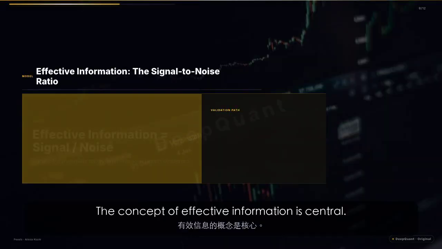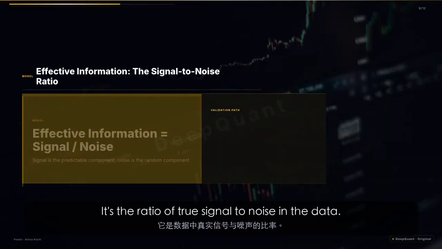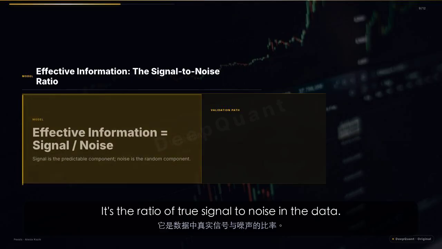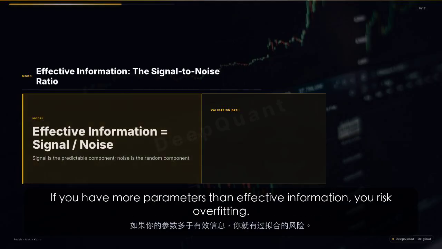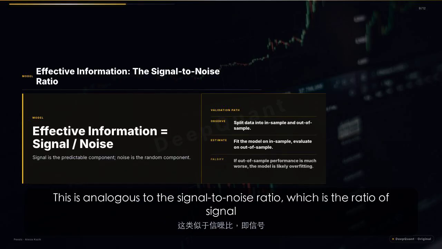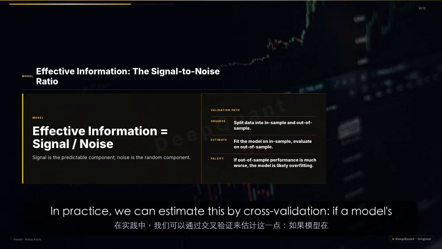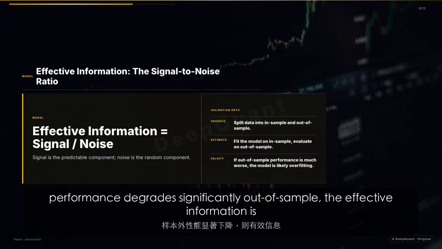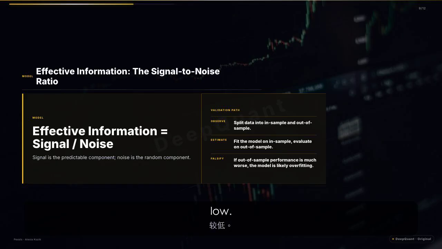The concept of effective information is central. It's the ratio of true signal to noise in the data. If you have more parameters than effective information, you risk overfitting. If you have too few, you underfit. This is analogous to the signal-to-noise ratio, which is the ratio of signal power to noise power. In practice, we can estimate this by cross-validation. If a model's performance degrades significantly out of sample, the effective information is low.